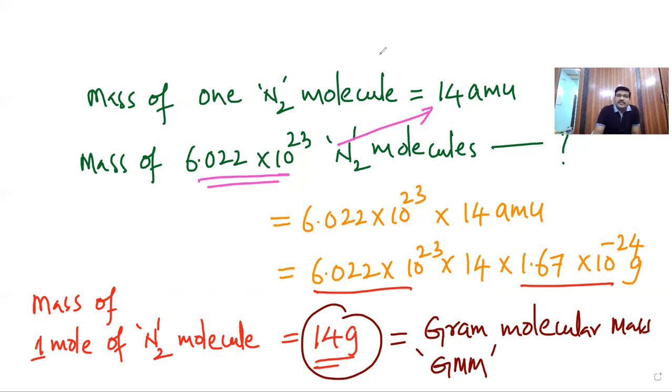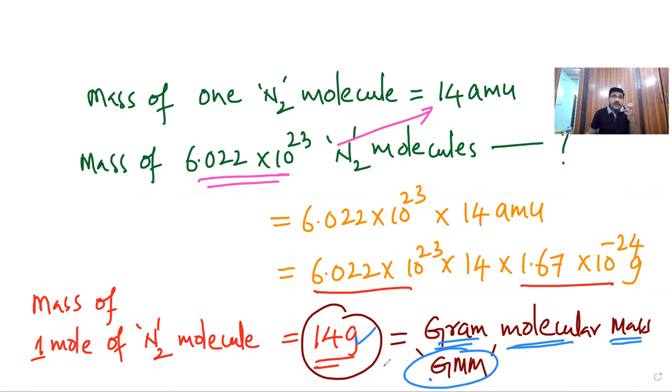Observe carefully the statement. It is a molecule, that's why we have used the term molecule. It is expressed in grams, that's why gram. It is the mass of a molecule. So gram molecular mass, GMM. This is also known as molar mass. Earlier we said that gram atomic mass is also molar mass. This gram molecular mass is also known as molar mass.